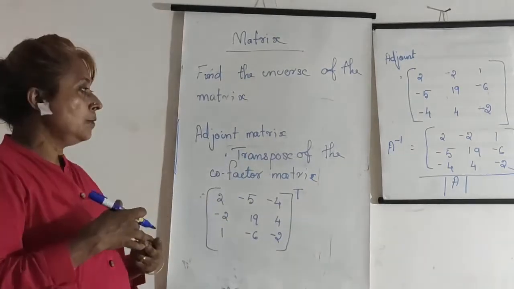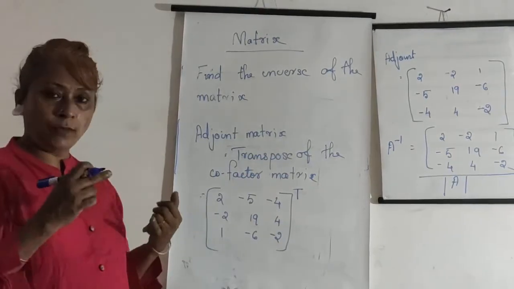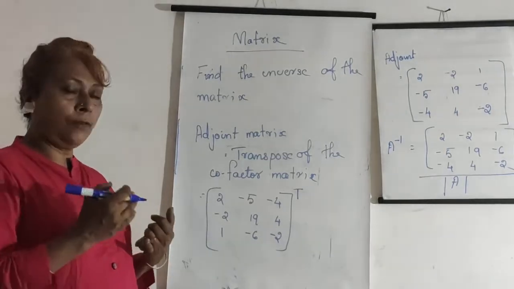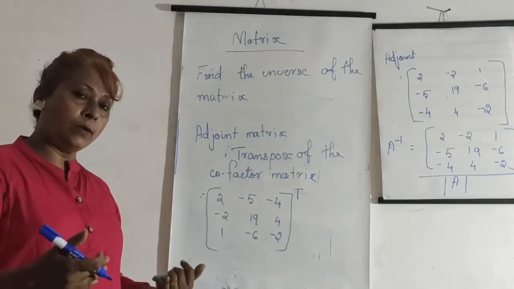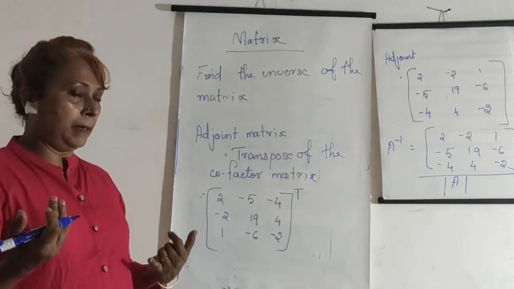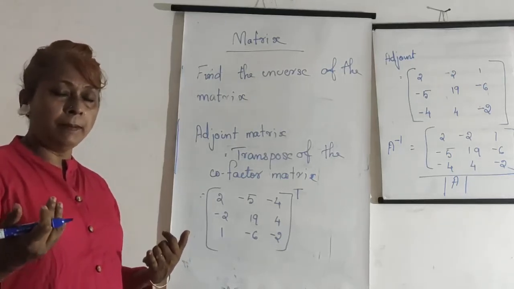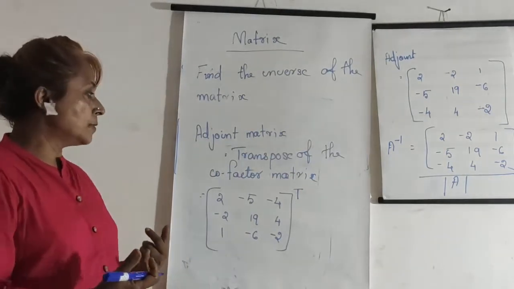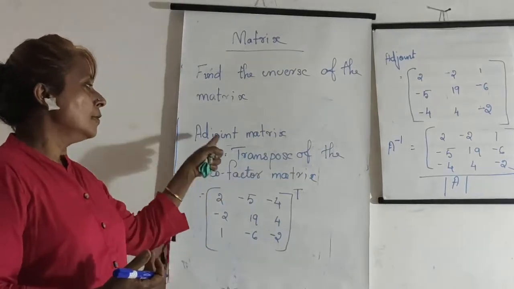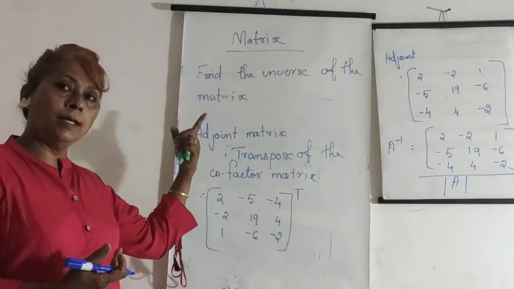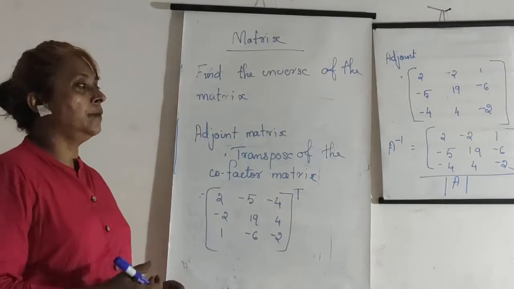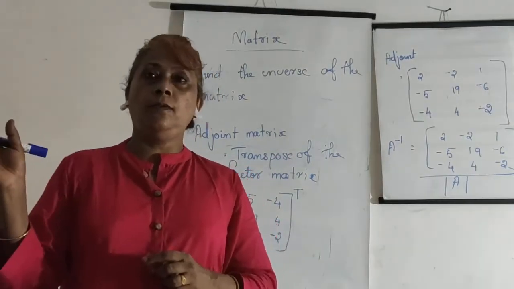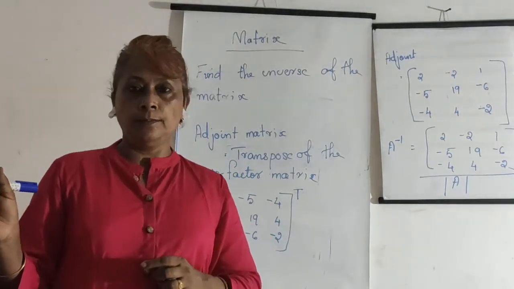So to find the inverse of the matrix, we should find the adjoint. To find the adjoint, what should we do? We should find the cofactor matrix. To find the cofactor matrix, first we should find the minor of each and every term, and then we should include the respective signs also. Then we will get the cofactor matrix. To get the adjoint matrix, we have to take the transpose. Okay, that is what we have done. Now we can go on to find the determinant also.